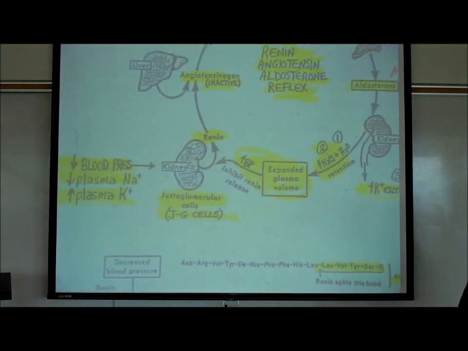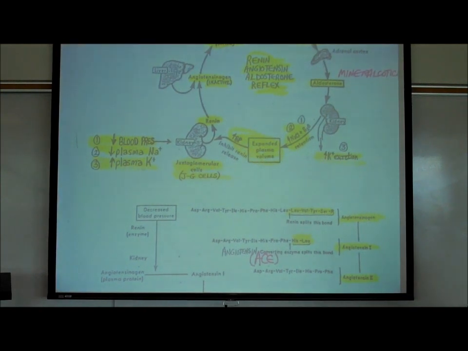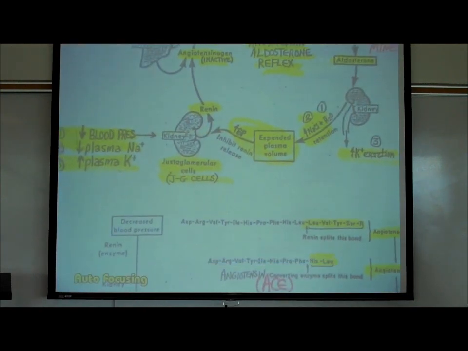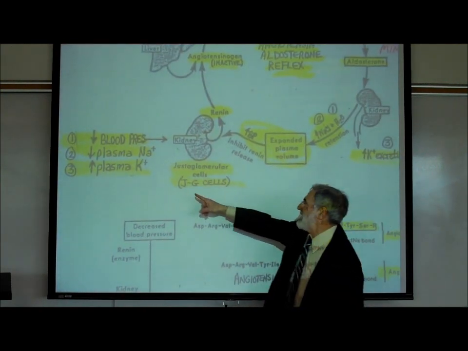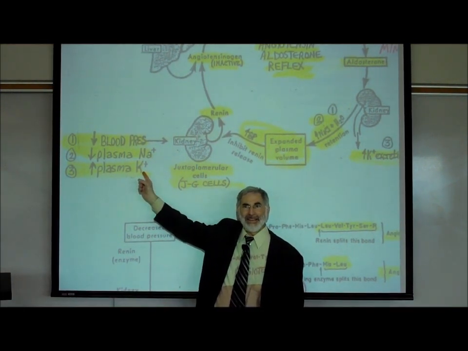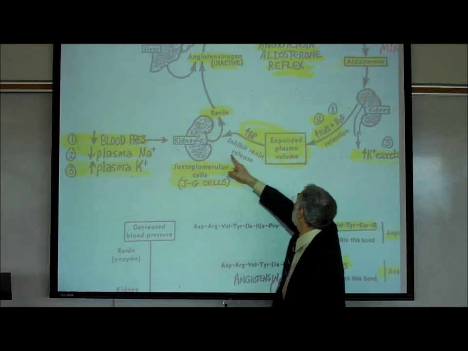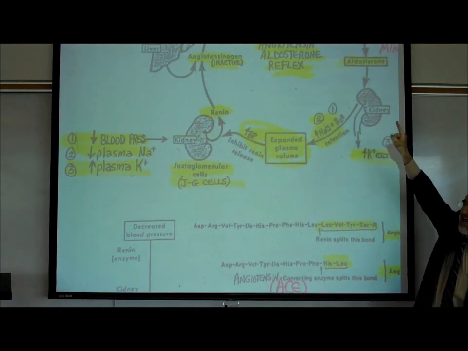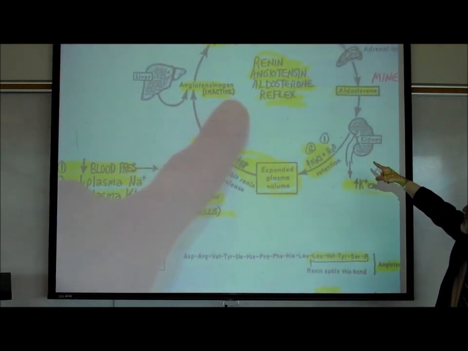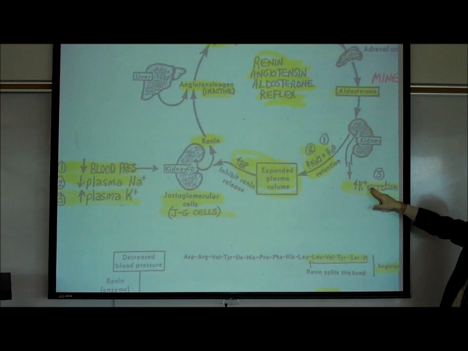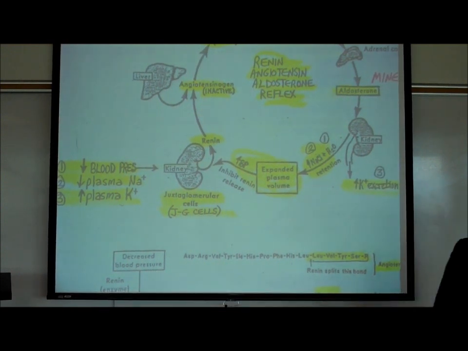So, can everybody see then that that compensates for when your blood potassium level's too high? When your blood potassium level's too high, this renin-angiotensin-aldosterone reflex causes your kidneys to excrete that excess potassium.